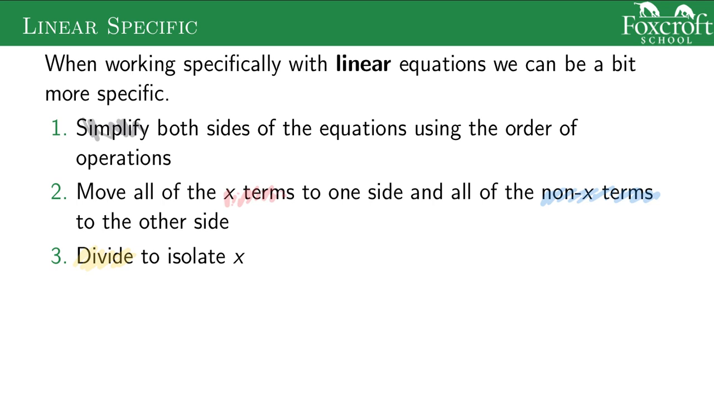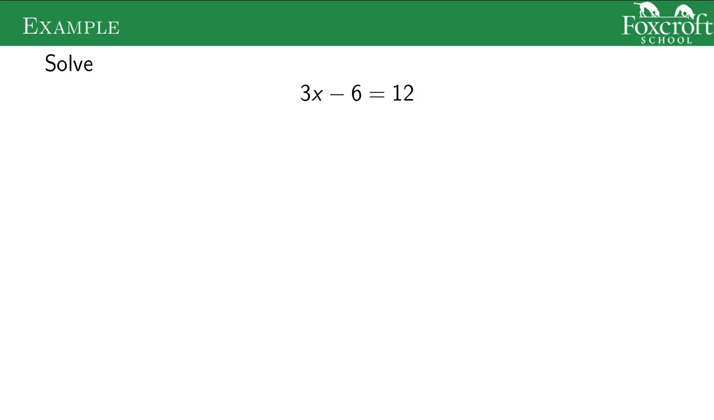It's always weird seeing it in words, so let's do an example. 3x minus 6 equals 12. We want to get the x by itself. So again, this is x, and we want that by itself.